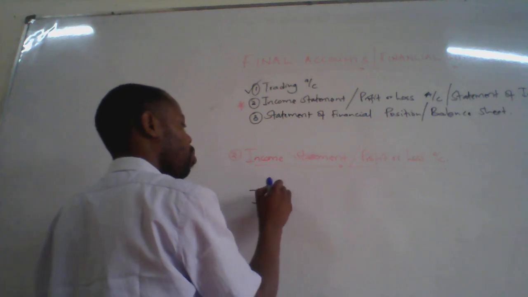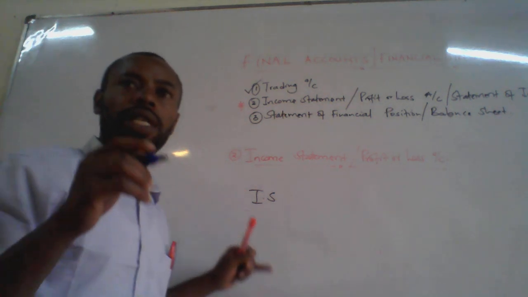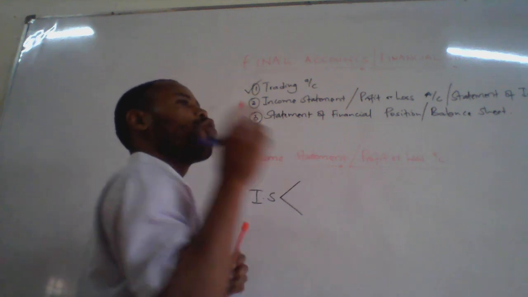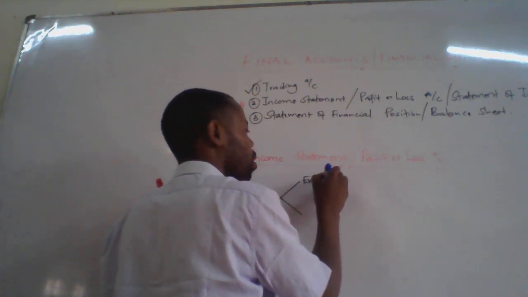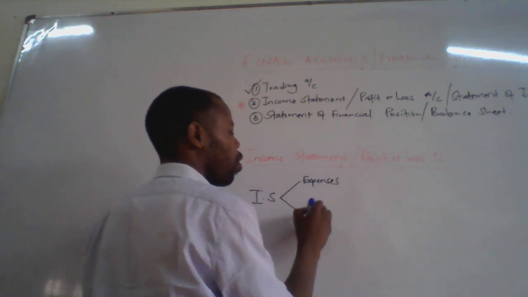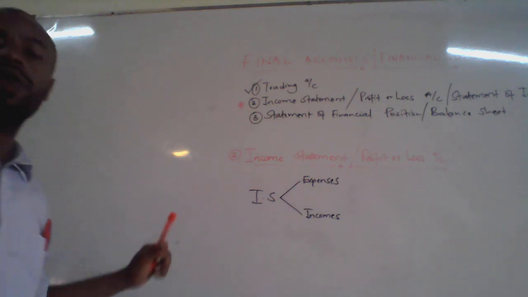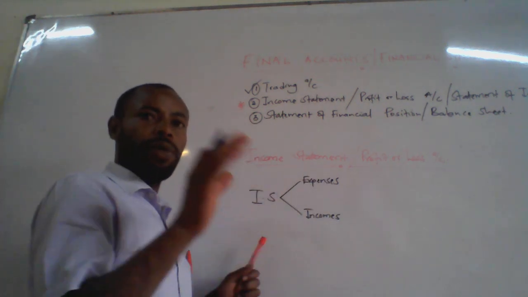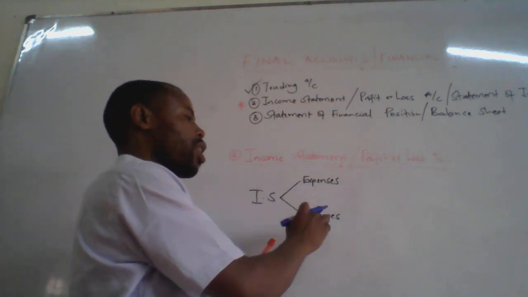The income statement, in short, I have abbreviated it as IS. When you're talking about the income statement, you're going to be concerned with two major items: the expenses and the incomes or revenues, or even what we call the gains. Before you write anything, just wait. The income statement deals with the expenses and the incomes.